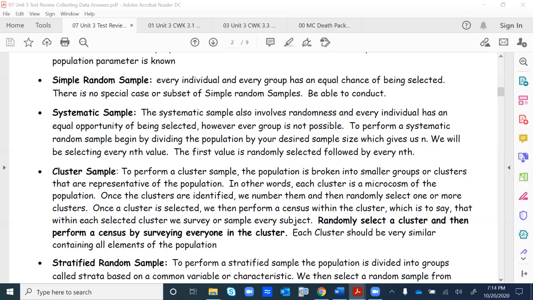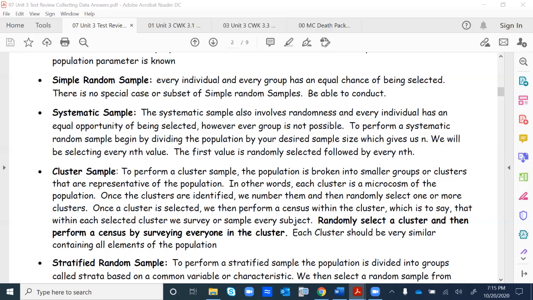A systematic sample. The systematic sample also involves randomness, and it involves randomness before we pick the first person. So in a systematic random sample, every individual has an opportunity of being selected. However, not every group is possible, because once you've selected the first one, then it's going to be every nth term after that. It could be every 50th or every 100th or 1000th, depending on how rapidly we needed to make selections.